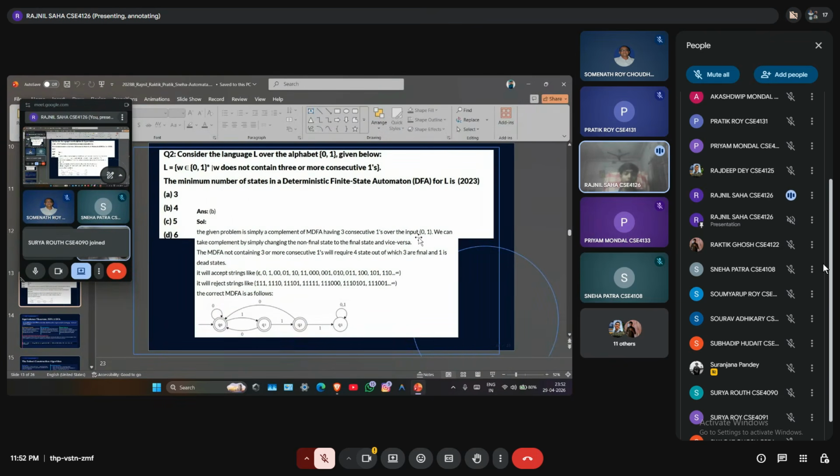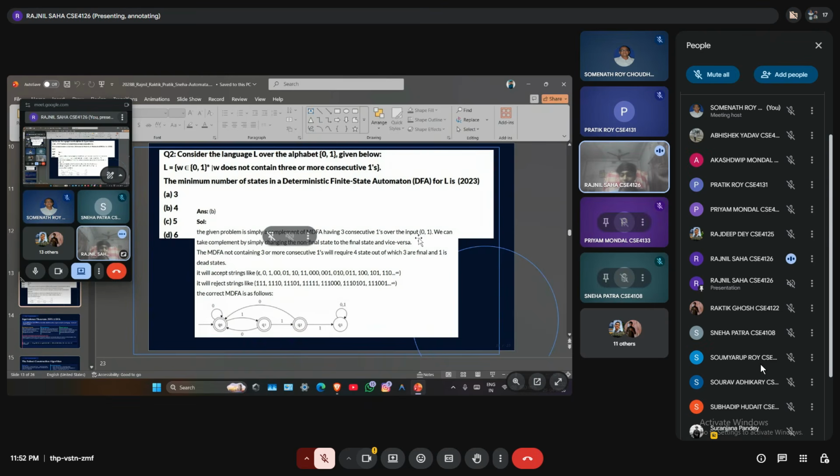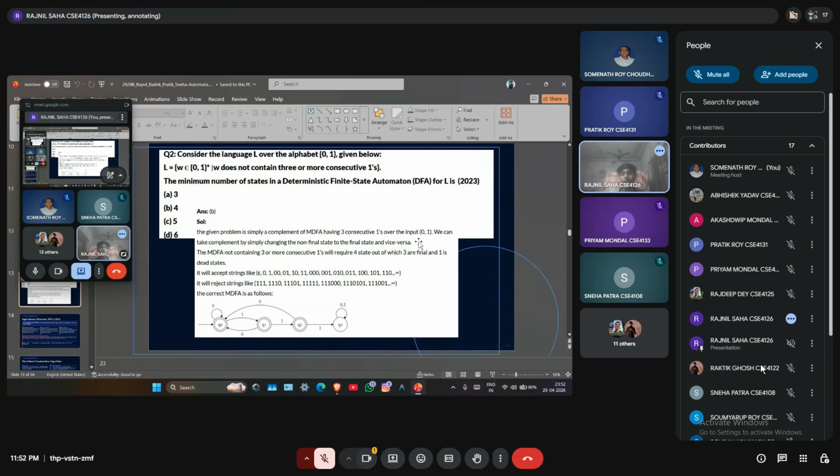So strings like 0, 1, 1, 0, 1, 1, 1, 0, 1 are accepted, but strings like 1, 1, 1, where we are getting three ones, or maybe 1, 1, 1, 0, or maybe 1, 1, 1, 0, 1, are not accepted. So what is the core idea? The DFA needs to track how many consecutive ones it has seen so far. Basically, it can be done with the example. So the answer is B.